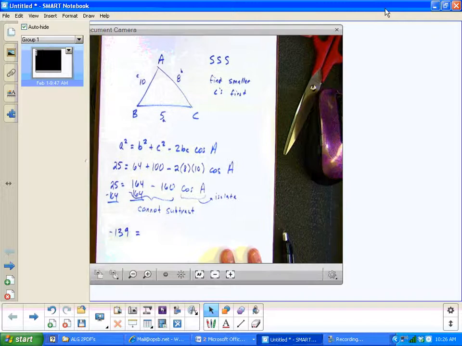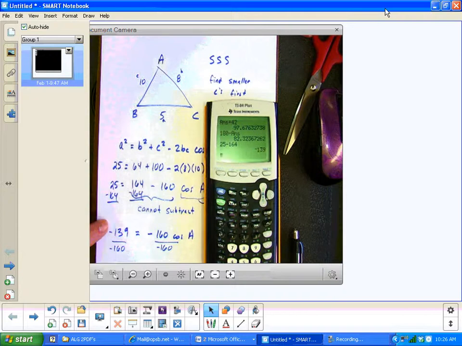All right. Now over here, this is going to leave me with negative 160 times cosine A. Some people are going to mess up here because they're going to think to add 160 on both sides. It's multiplying, so you'd have to divide. Now, I'm going to divide it in my calculator. And notice, I'm not going to worry about punching in the negatives. It's just going to be positive.